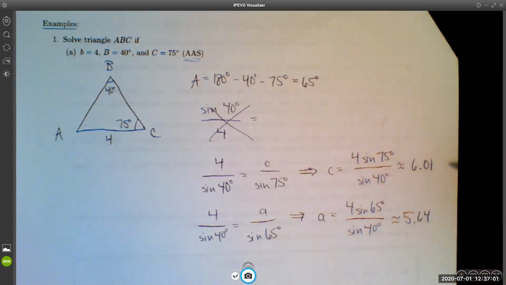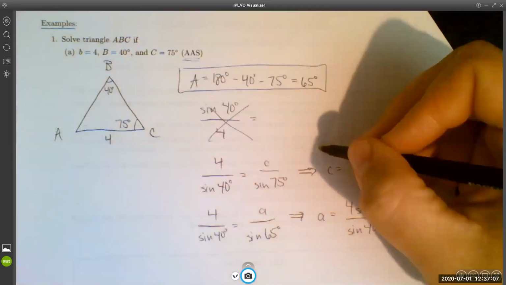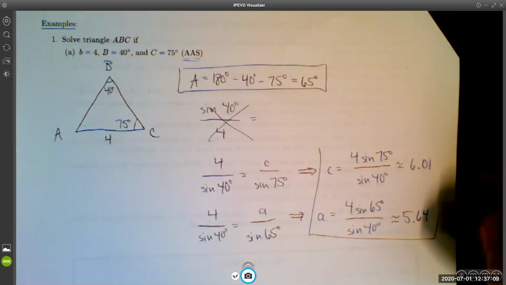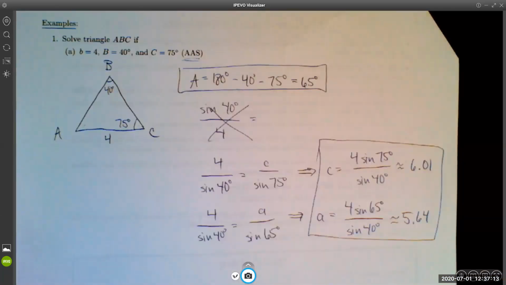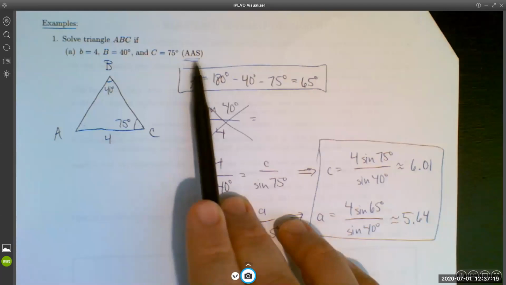Okay, so there we go. We've got angle A, and then we've got sides a and c. And that does it, right? So that's how we use law of sines when you're dealing with something like an angle side situation. But let's look at some side angle situations.